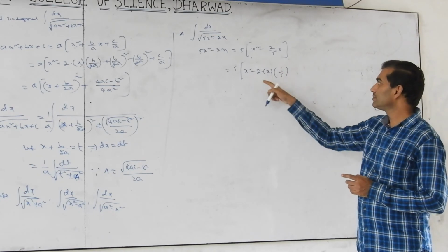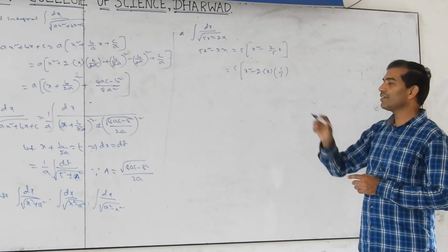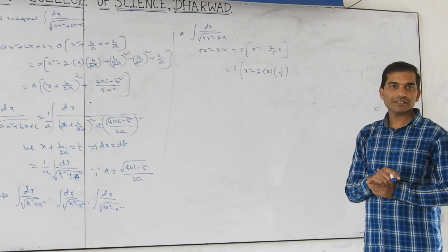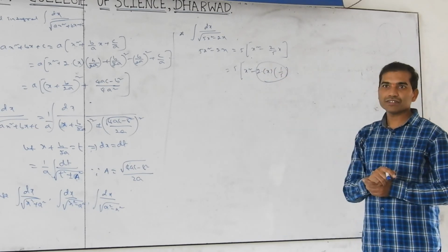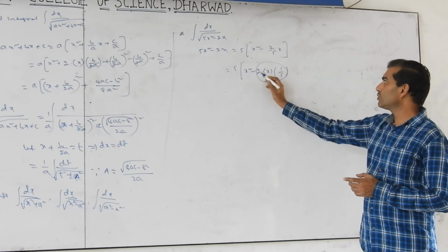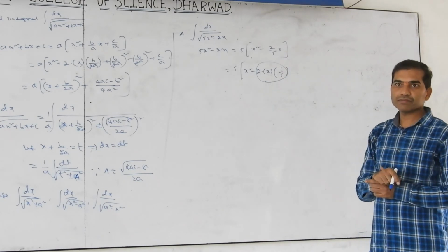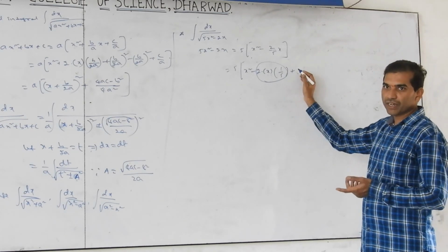Multiply now. 2x by 5, or not? Multiply this, you will get 2 by 5 x, or not? Understood? If you take 4 by 5, that means 2 into 4, 8 by 5, which is not right. So tell me the b: 1 by 5.